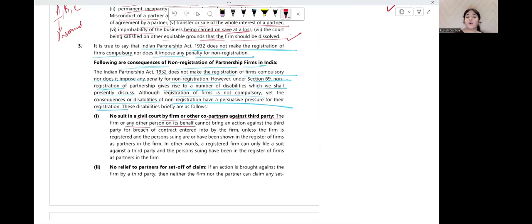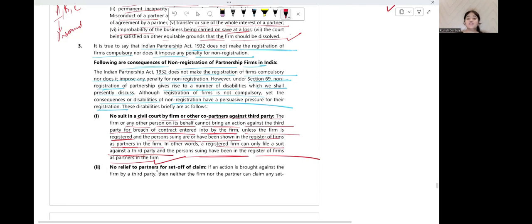Firm or any other partner on its behalf cannot bring an action against the third party for the breach of contract entered into by the firm unless the firm is registered and the persons suing are or have been shown in the register of firms as partners in the firm. So your name should be there in the partnership register where names of all the partners of every firm is given. In other words, a registered firm can only file a suit against third party and the persons suing have been in the register of firms as partner in the firm. So in the register of firm, your name should be written as the partner of that firm and your partnership firm should be registered. Then only a firm or a partner can file a case against third party.